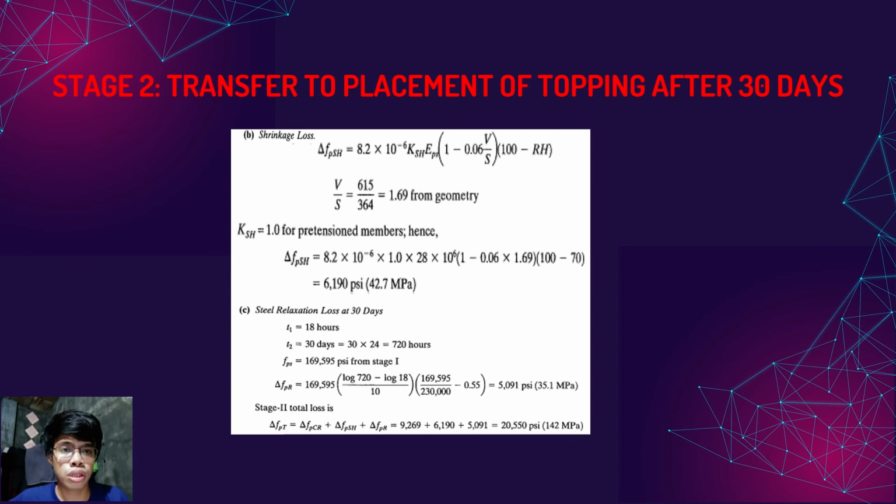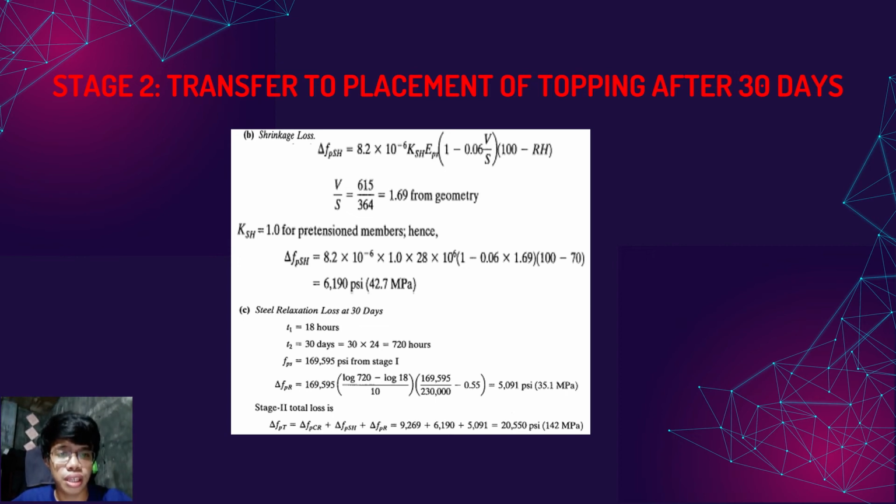And then solving for the shrinkage loss, assume that the relative humidity, RH, is 70%. Then, the pre-stress loss due to long-term shrinkage is defined by the formula delta FPSH equals 8.2 times 10 raised to negative 6 times K sub SH times E sub PS times the quantity of 1 minus 0.06 times V over S times the quantity of 100 minus RH. So, solving for our volume to surface ratio, 615 divided by 364, our volume to surface ratio will be 1.69, and our K sub SH value is 1.0 for pretension member. So our pre-stress loss due to shrinkage is 6,190 PSI.